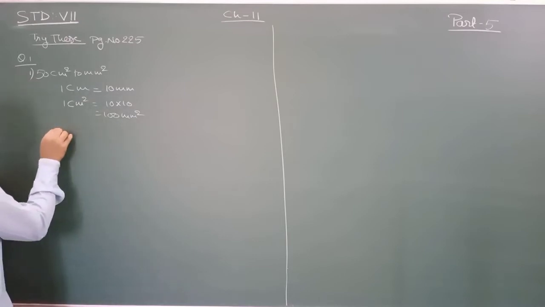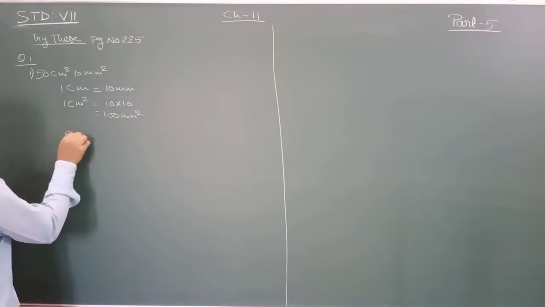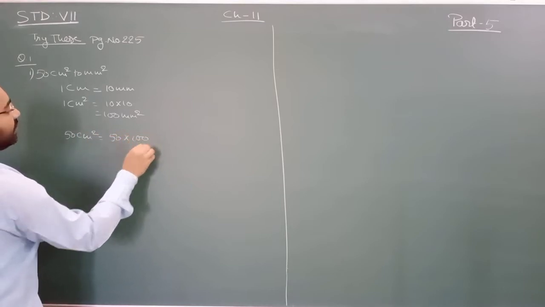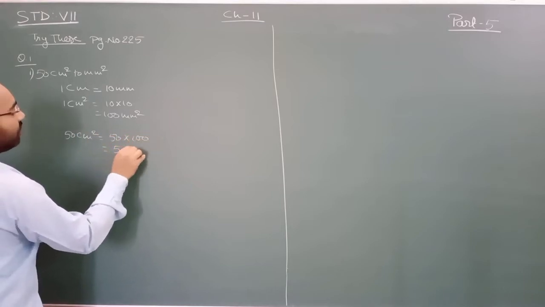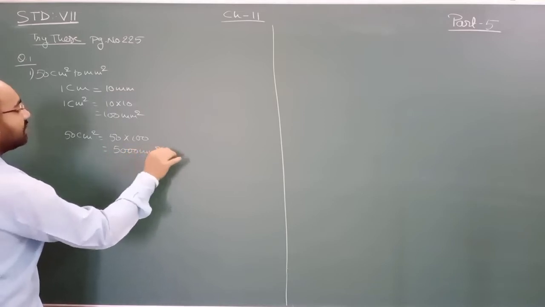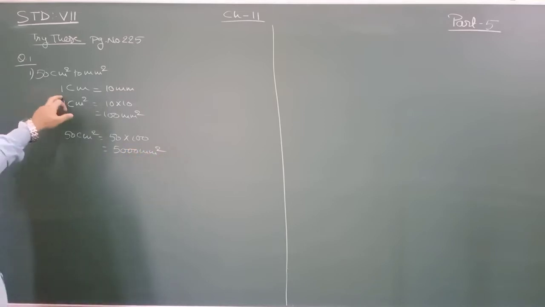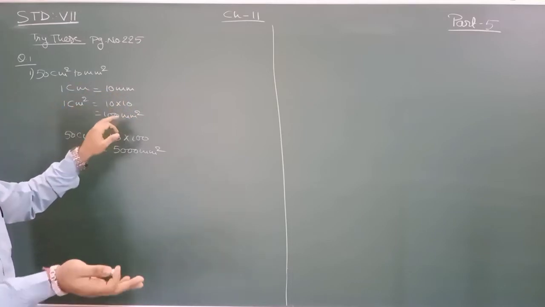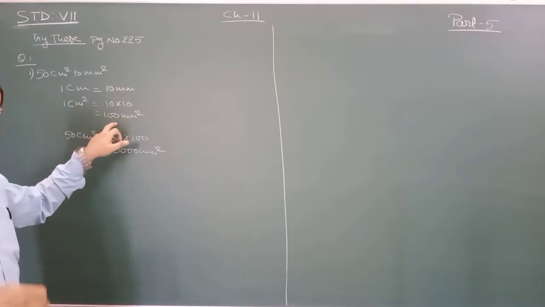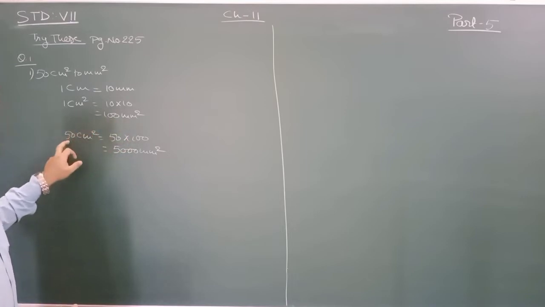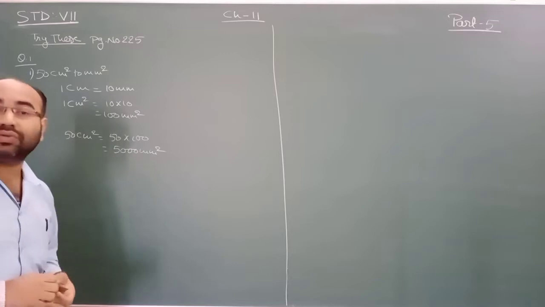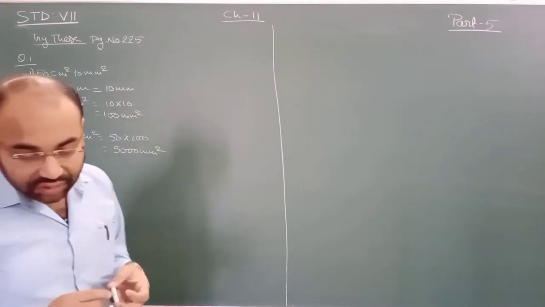So we are having 50 centimeter square. So that will be 50 into 100, that comes to 5000 millimeter square. 1 centimeter is equal to 10 millimeter. So 1 centimeter square will be 10 tens are 100 millimeter square. So 50 centimeter square means how much millimeter square? So it comes to 5000 millimeter square.